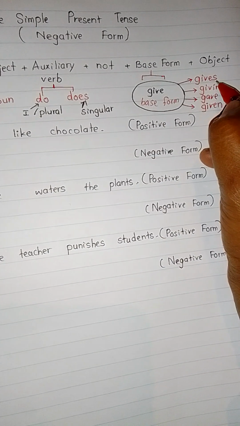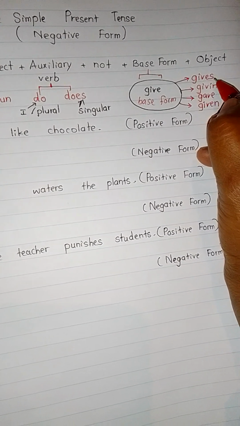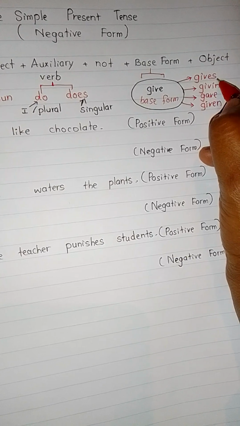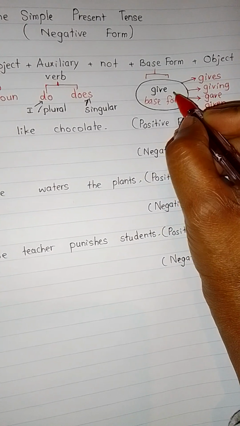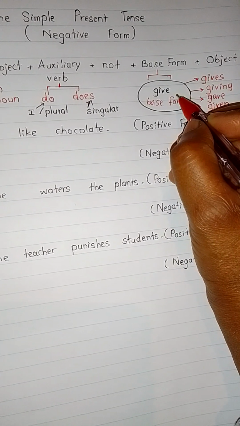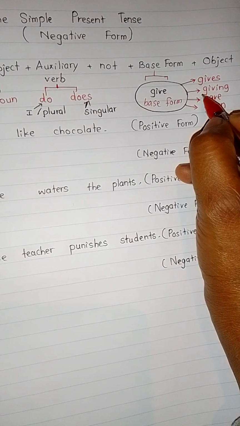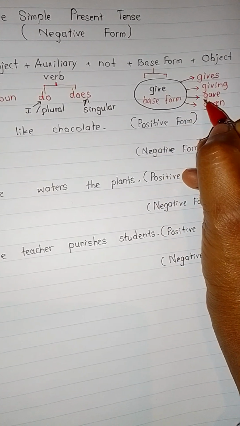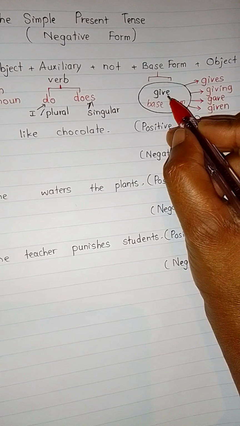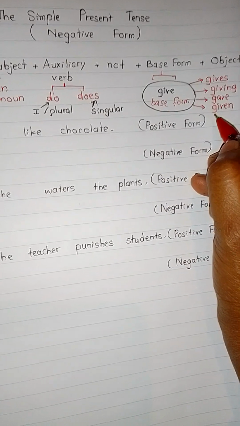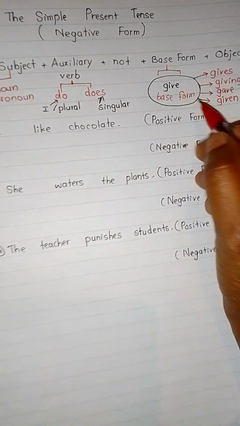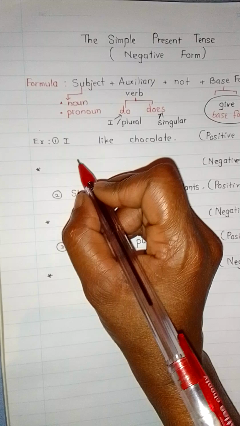Gives, we add s because this is a simple present tense verb. Then the base form of gives is give. The base form of given is give. The base form of gave is give. Right? Let's look at the example.